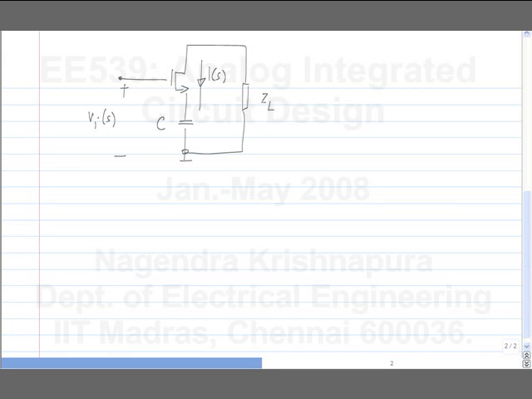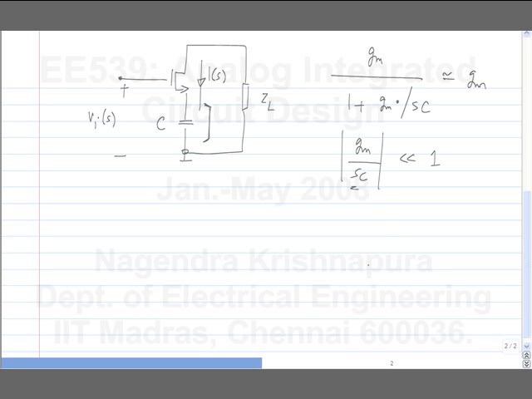So it is of the form gm by 1 plus gm times the impedance that is connected between source and ground. And what do we want this to be equal to? gm. For a common source amplifier, we want this to be approximately gm. So the magnitude of gm by sC must be much smaller than 1.